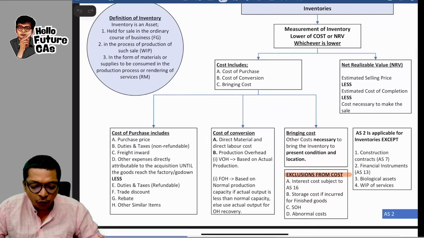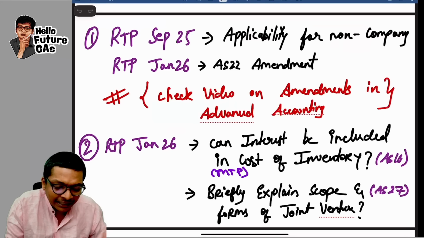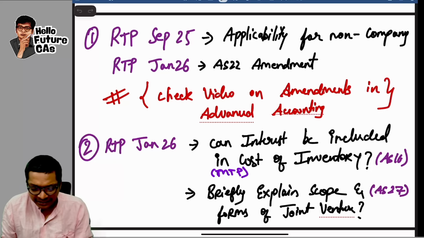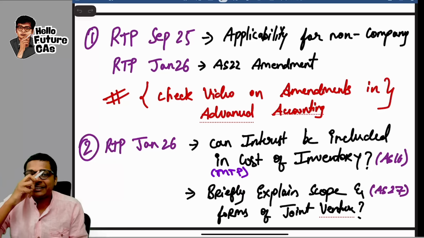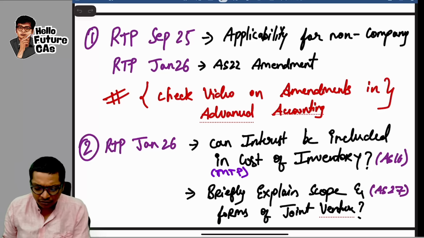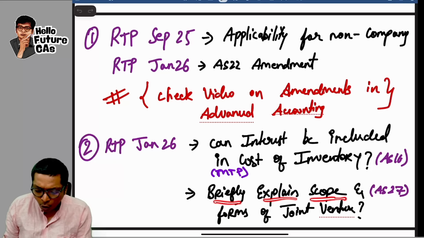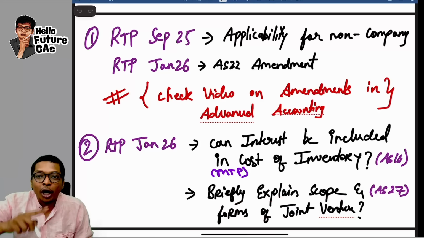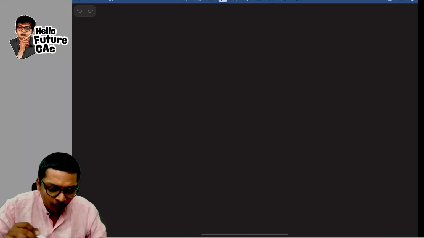Which can be another 4 marks theory question. Why am I randomly discussing this? Not random, guys. MTP, mock test paper, latest, it has come. Another question from the mock test paper: briefly explain scope and forms of joint venture.